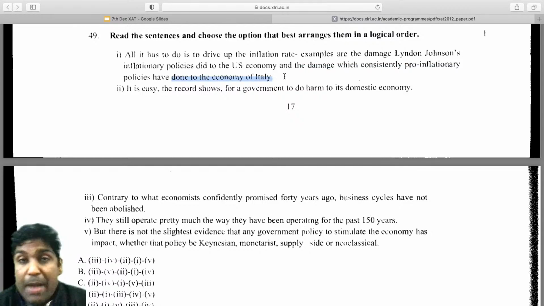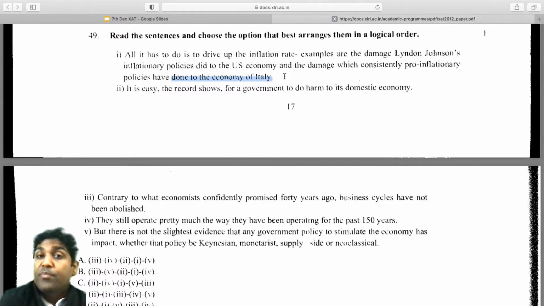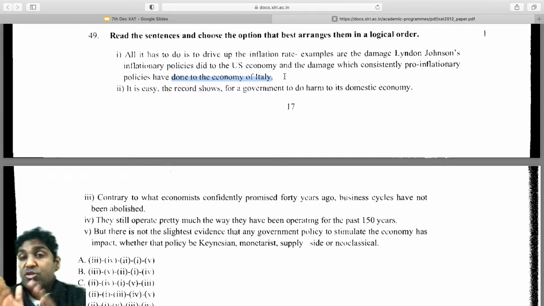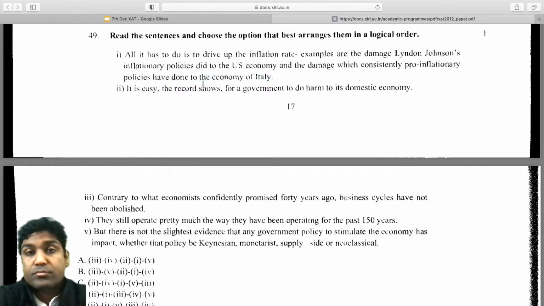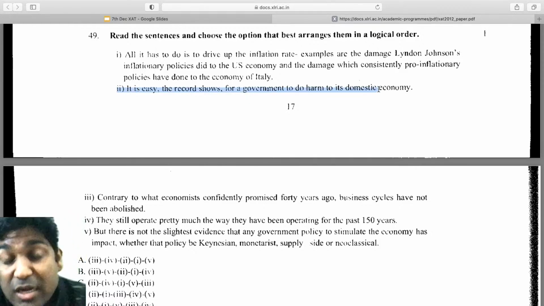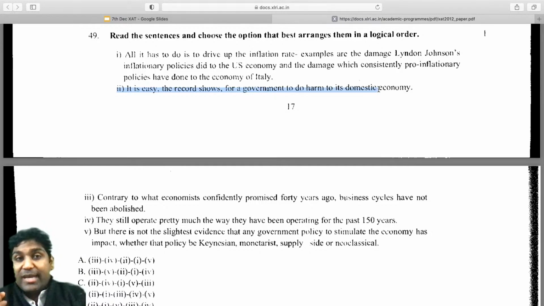So we get to know that there's some damage which has happened because of inflation, or the policies which supported inflation, which is a price rise. And they are giving examples of the US and of Italy. It is easy, the record shows, for a government to do harm to its economy. That means we need to know what harm has to be done. Two says doing harm is easy, and one tells you how you can do it, just by bringing in an inflationary policy, just to drive up the inflation rate.